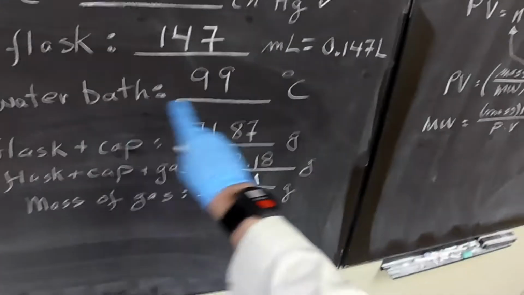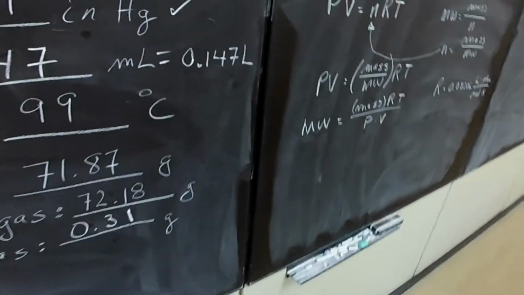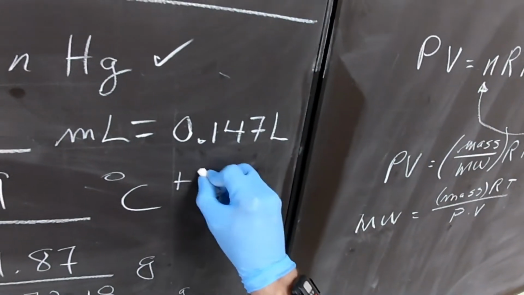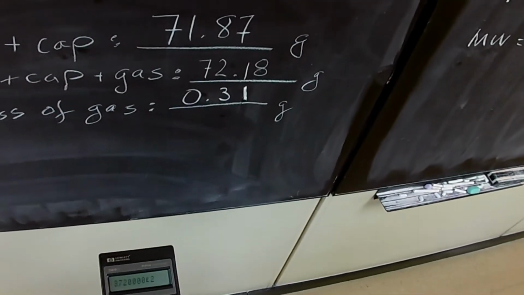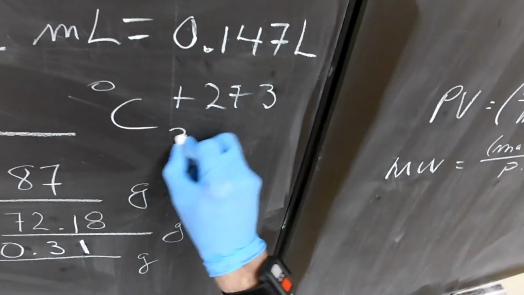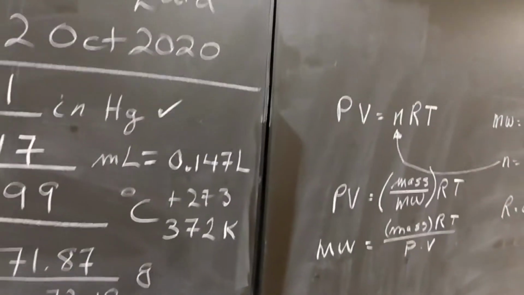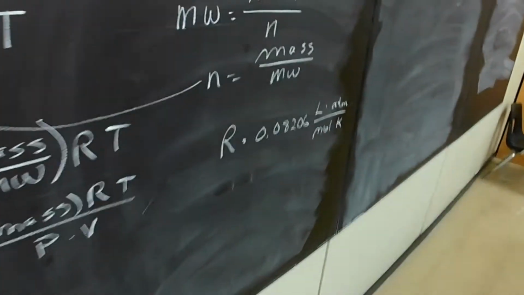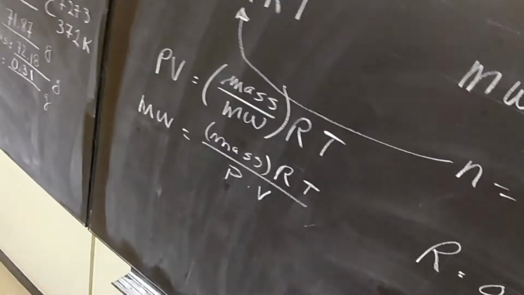How about temperature? 99. How do we make Kelvin out of that? Plus 273, right? Plus 273. So 273 and 99 is 372. Okay? Grams is fine because molar mass is grams per mole.